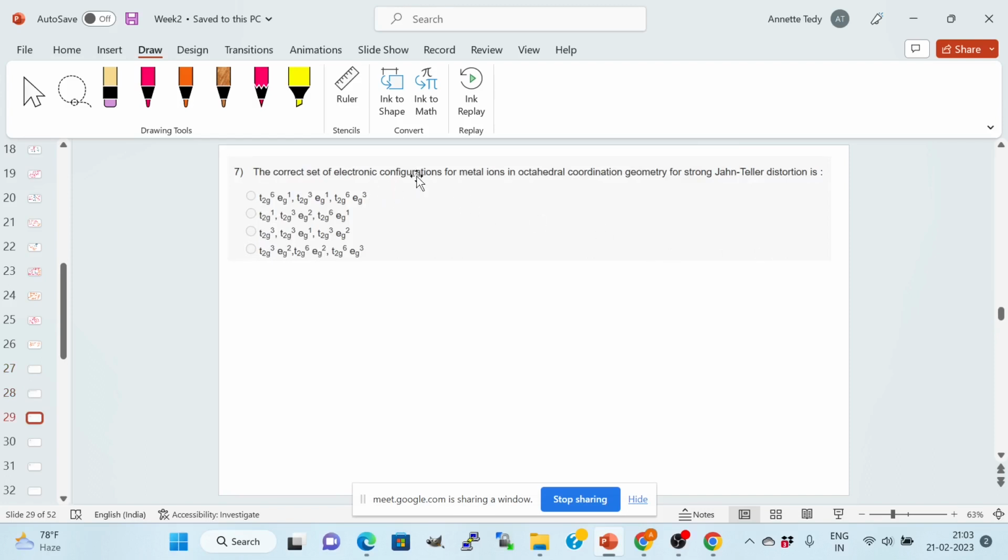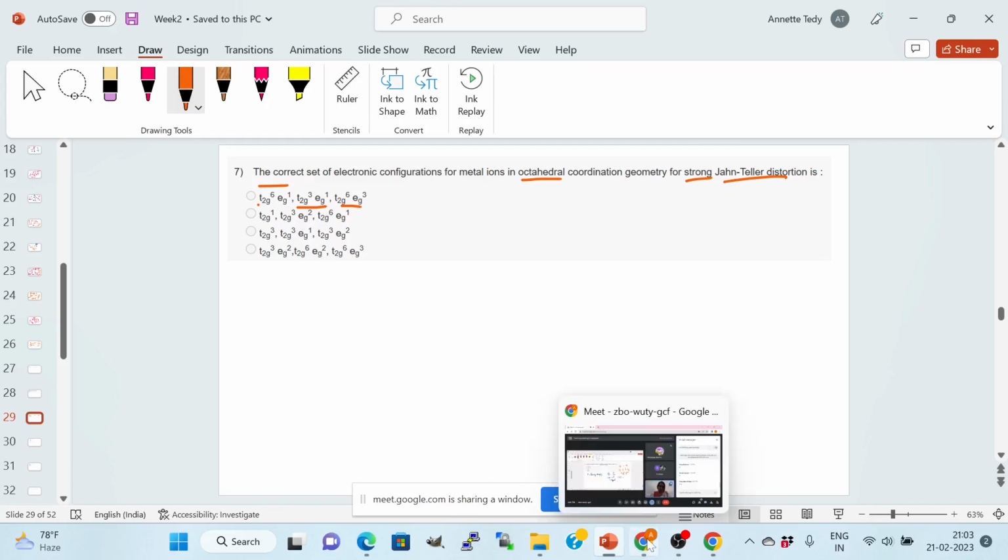The correct set of electronic configurations for metal ions in octahedral coordination geometry for strong Jahn-Teller distortion. So here the keywords are strong Jahn-Teller distortion and octahedral. Out of the options, there are three sets, right? Which set of electronic configuration will show strong Jahn-Teller distortion? Can you put it in the chat box? Which is the option?